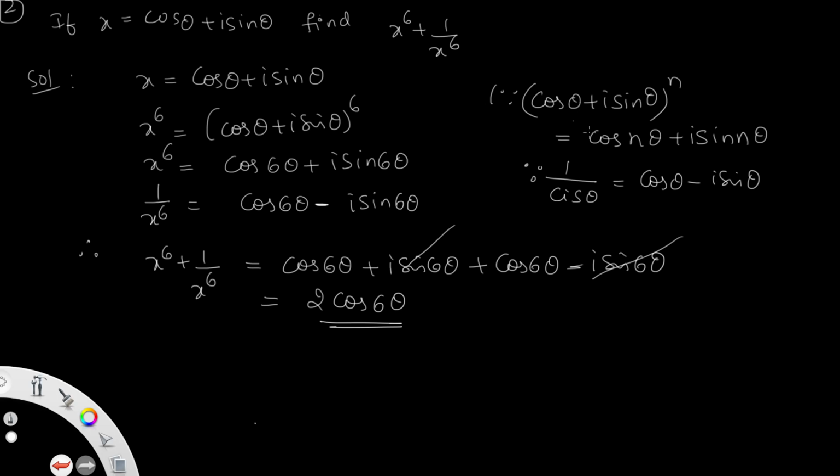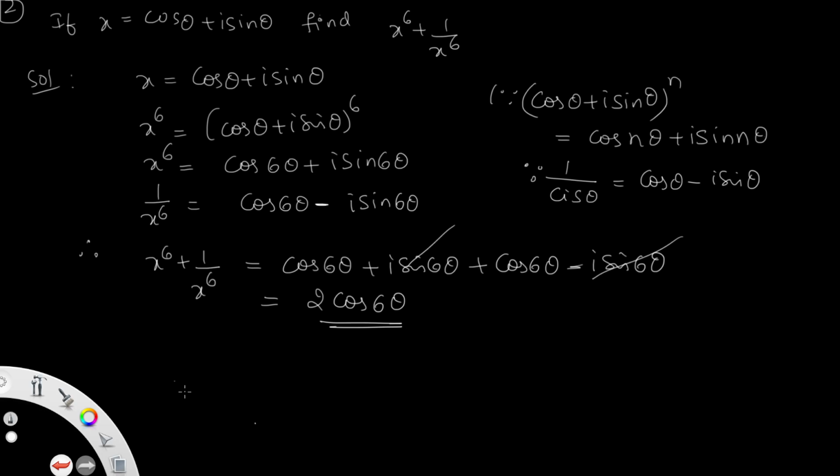So cos theta plus i sin theta whole power n is nothing but cos n theta plus i sin n theta. Similarly, 1 by x is nothing but 1 by cos theta plus i sin theta, which is cos theta minus i sin theta. Now x power 6: the power n goes to the argument, that is cos 6 theta plus i sin 6 theta. 1 by x power 6 is just the conjugate, plus becomes minus. Then adding, the i terms will be cancelled. Then you get 2 cos 6 theta.